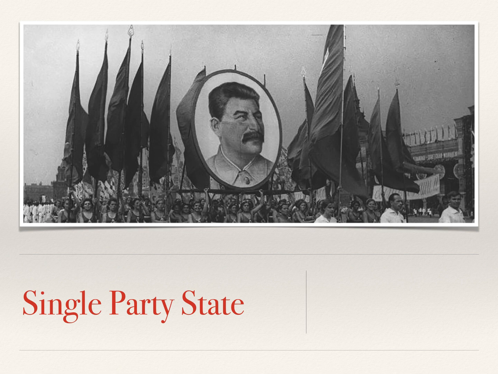But a disadvantage is that if you disagree with that political party, you don't have a voice in your government. So in communist China, people who disagree with the government can't vote for someone else. There's only one political party.